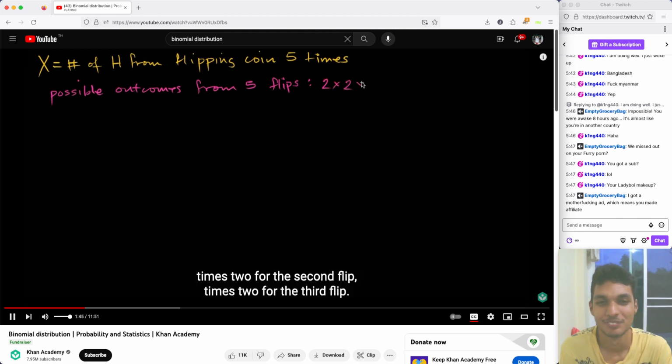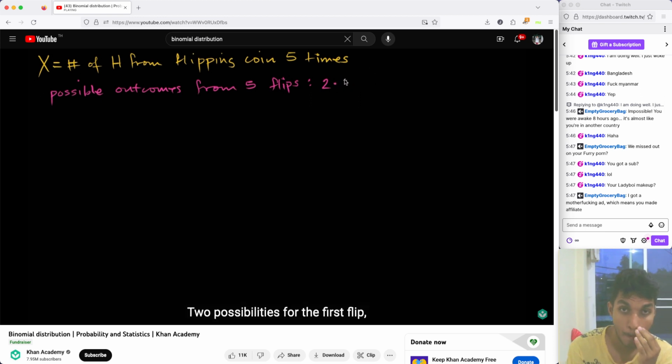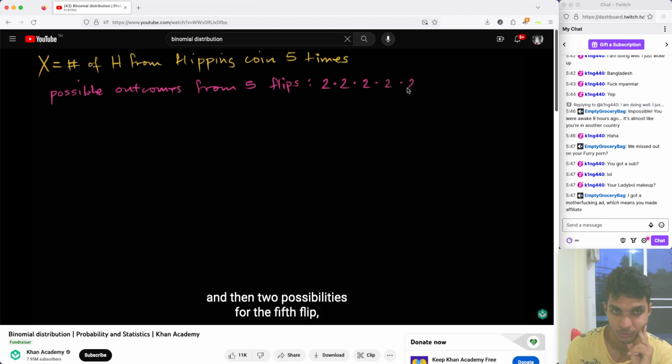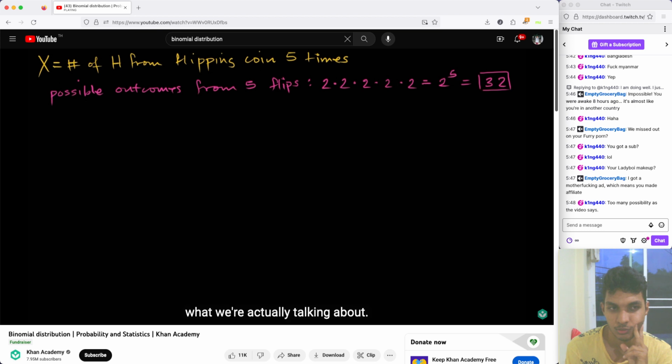Two possibilities for the second flip, two for the third flip. Actually, let's not use the times notation, we might get confused with the random variable. Two possibilities for the first flip, 2 possibilities for the second flip, 2 possibilities for the third flip, 2 possibilities for the fourth flip, and then 2 possibilities for the fifth flip. Or 2 to the 5th equally likely possibilities from flipping a coin 5 times, which of course is equal to 32. And so this is going to be helpful because for each of the values that the random variable can take on, we just have to think about how many of these equally likely possibilities would result in the random variable taking on that value? And let's just delve into it to see what we're actually talking about.